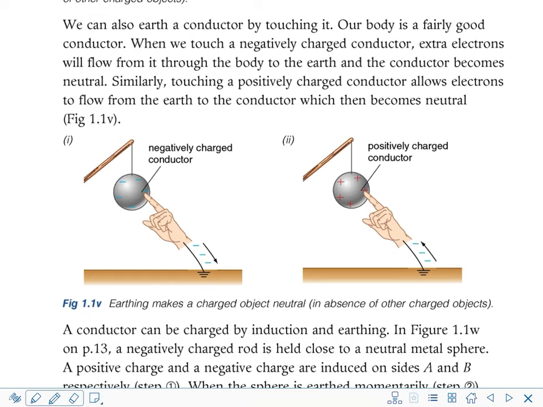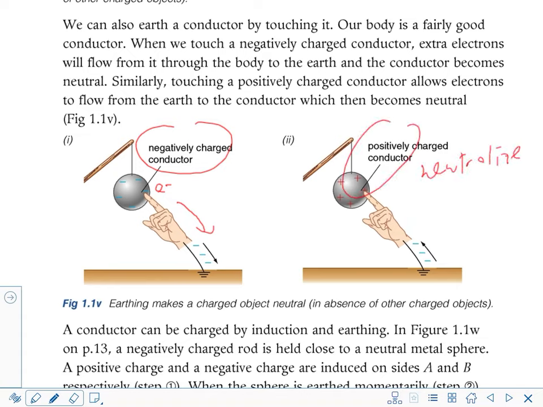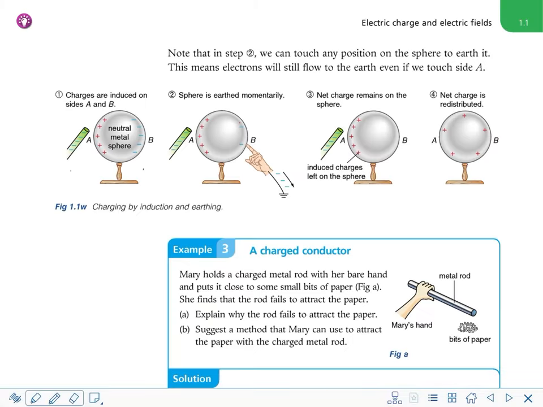We can use a finger to do earthing, okay? Because you can regard a human as a conductor. But we know for electrostatics, the fact is only electrons move. So if the ball is negatively charged, electrons would go down to the earth through our body. If the ball is positively charged, electrons may come from the earth and then neutralize the positive induced charge. Neutralize, okay, this is the keyword.